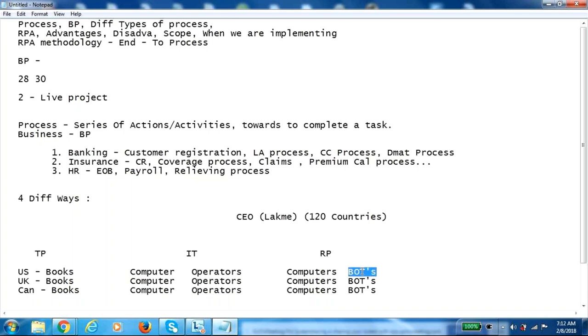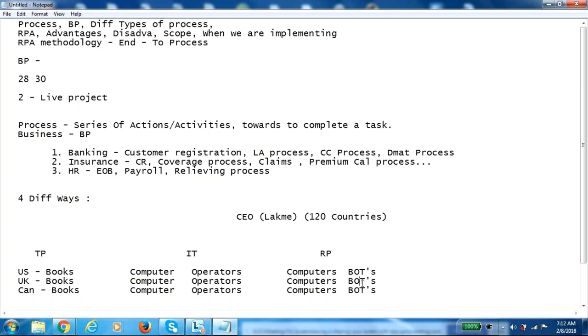Bots will not ask for more salaries. Bots will not take any unplanned leaves. And bots will not say that they will not work on weekends or for more than 8 hours, etc. Bots don't play any politics in the company, and they will not disturb others in the work environment. Bots will maintain the quality and will not waste time. Bots will not take lunch breaks, coffee breaks, tea breaks, etc. So many advantages we have, sir. Whatever drawbacks we have with humans in the IT process, we can overcome all of them with the help of robotic process automation.